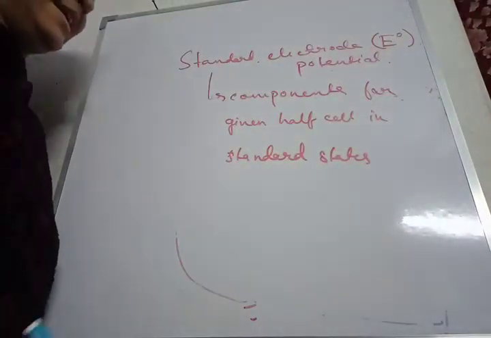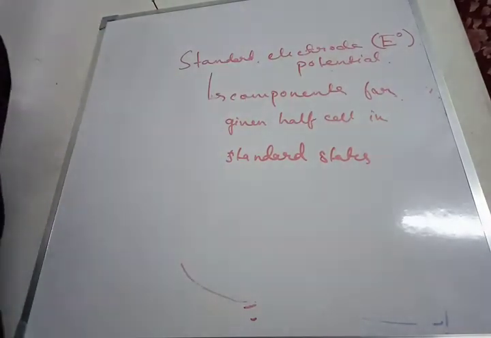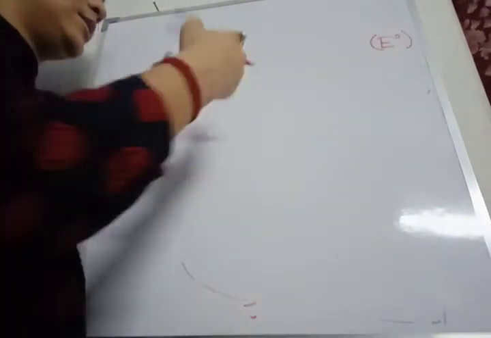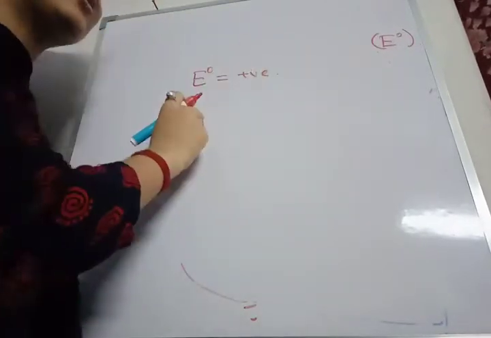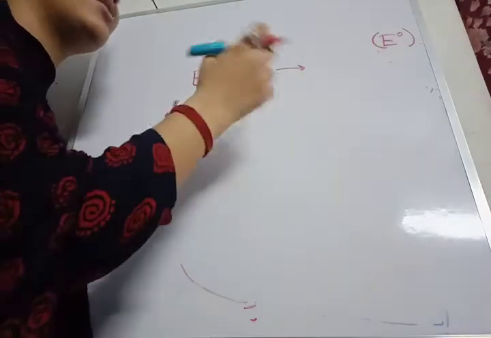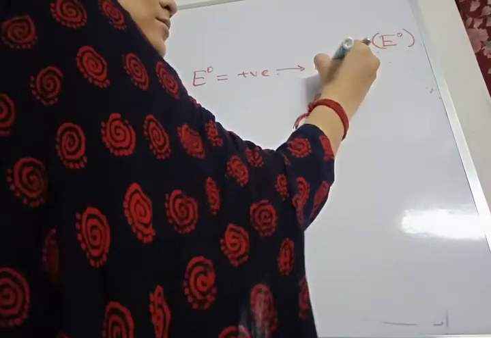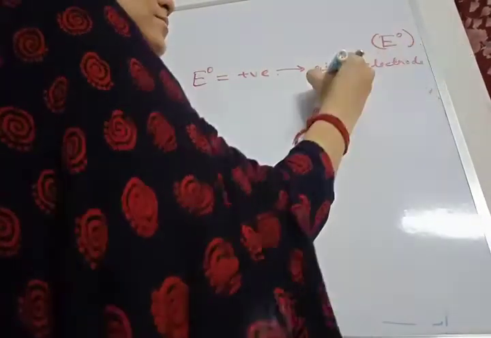Now the significance of signs of E naught. What is the significance of the sign of standard electrode potential? If E naught, or E0, is positive, then the given electrode that is coupled with standard hydrogen electrode will be acting as cathode. The given electrode acts as cathode.